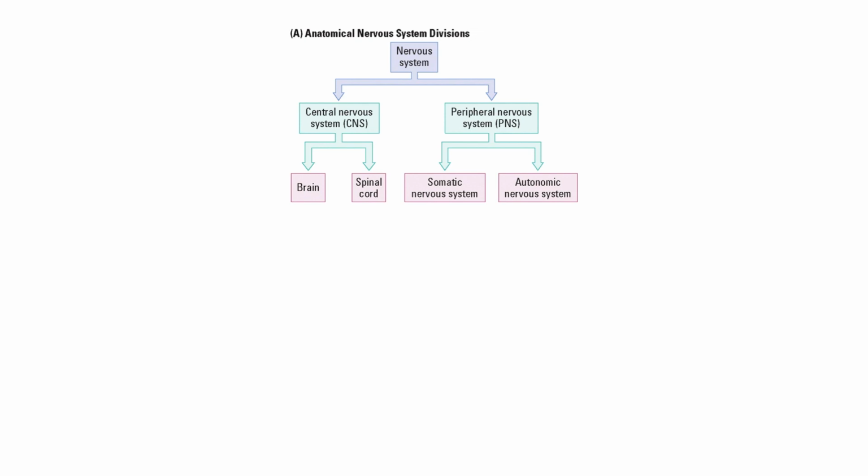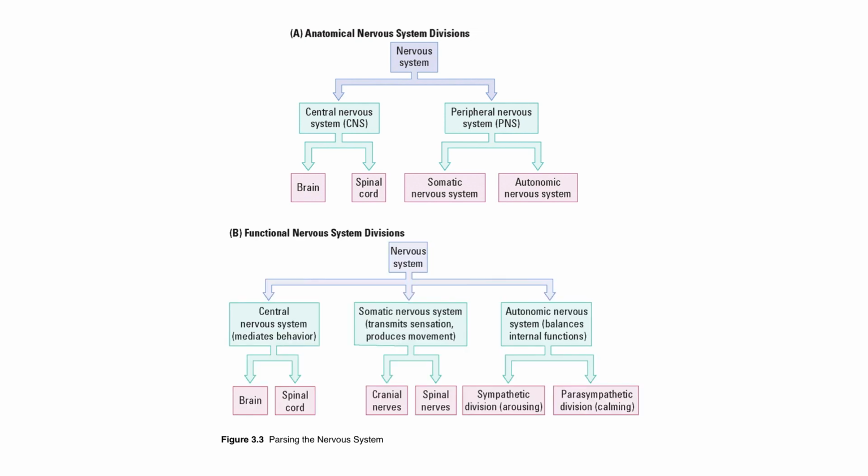In the book, there's a shift towards a more functional division. Here, the central nervous system, the somatic nervous system, and the autonomic nervous system work together as an interactive system. So feel free to pause this and try to memorize all these parts.